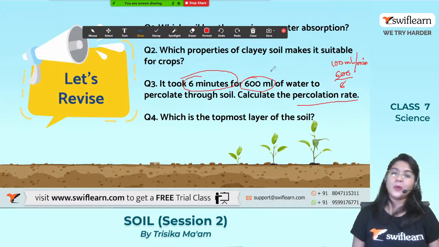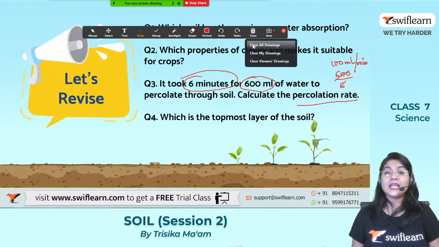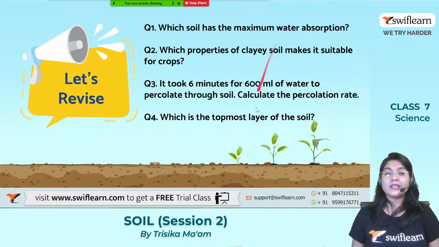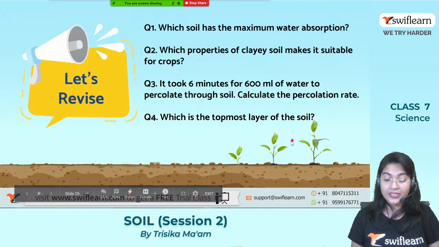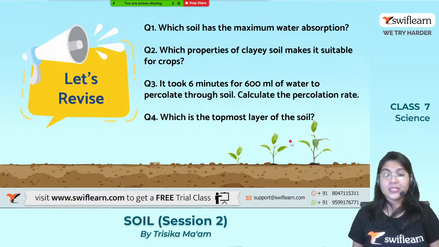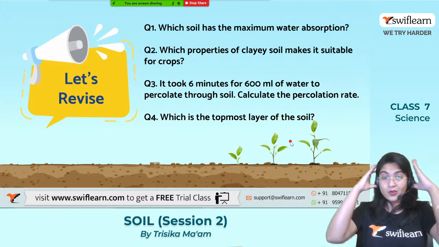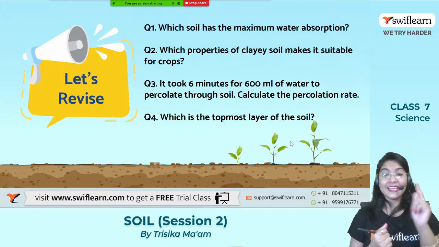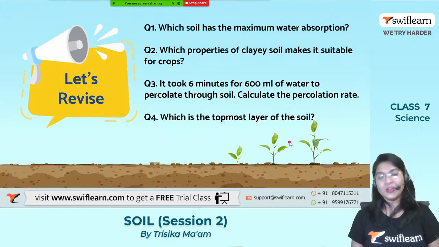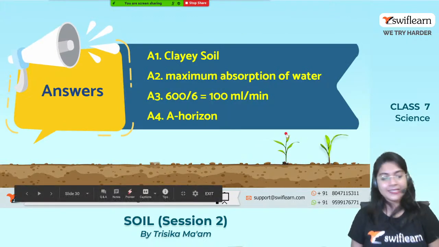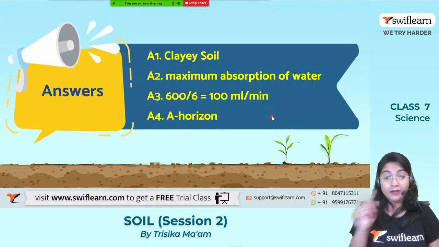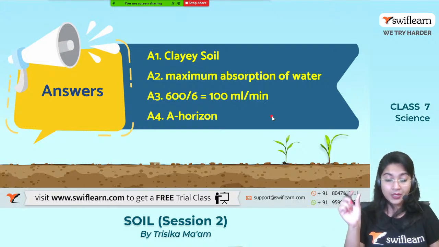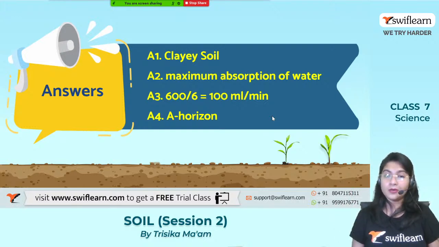Fine. Okay, now let us find out the last answer that says what is the topmost layer of the soil. Yes, we have already studied what is the topmost layer of the soil in the last class. Remember? Yes, it is the A horizon. Hannah? Very good. So we have got all the answers till now, right? Very good, Yash. 100 milliliter per minute. Okay, never miss out the minute unit. Okay, so it will be 100 milliliter per minute.